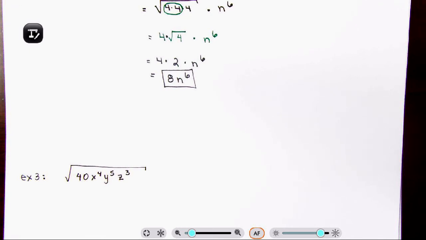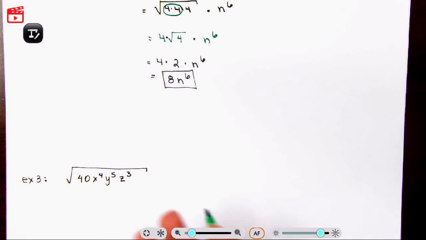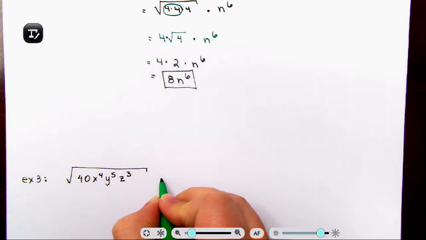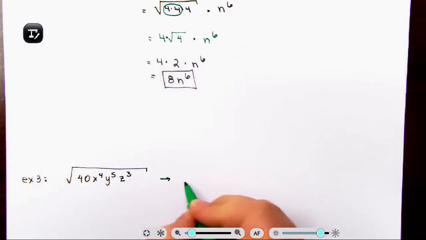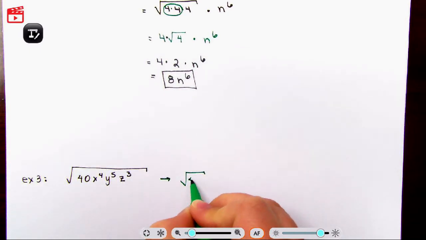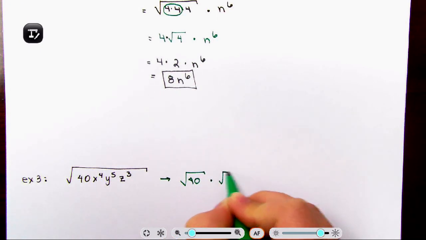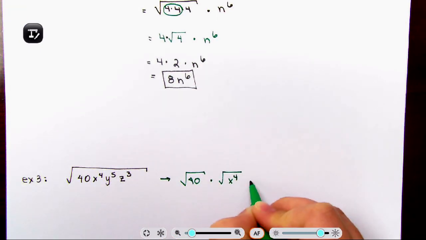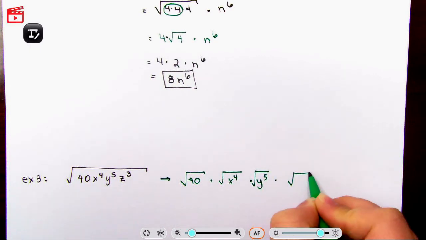So let's actually do this one in 2 different ways. I'm going to show you using the product property, and then I'll show you using the exponent. So let's do product property first. For the product property, I'm going to split up every single thing and have them be multiplying.